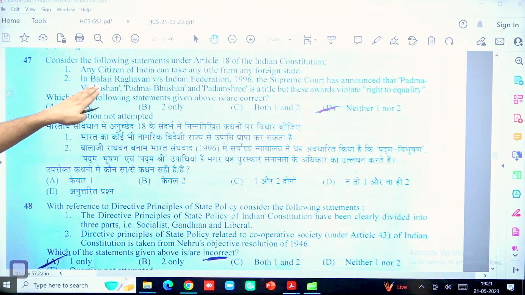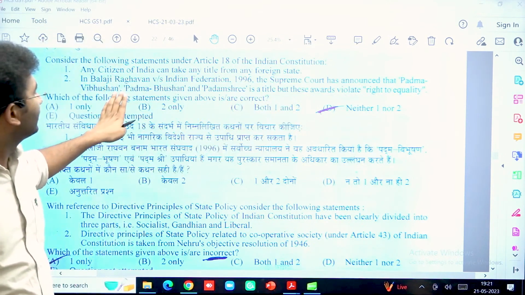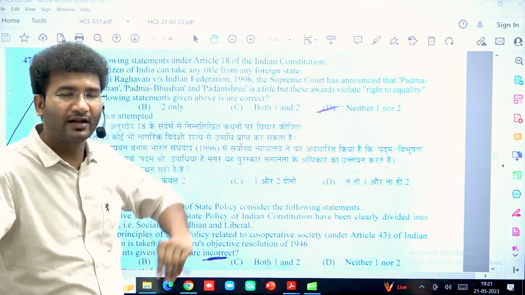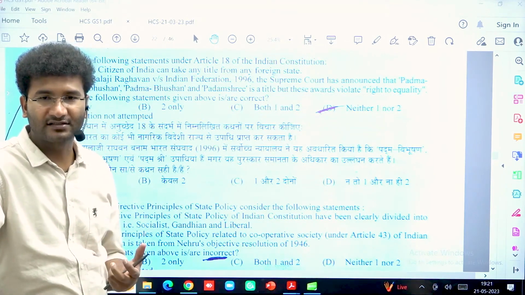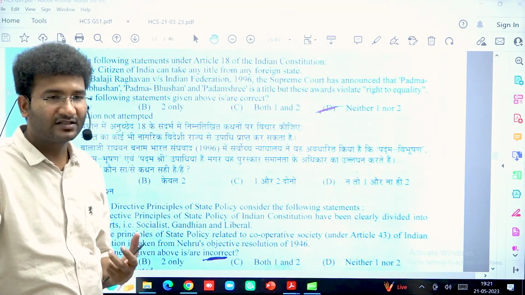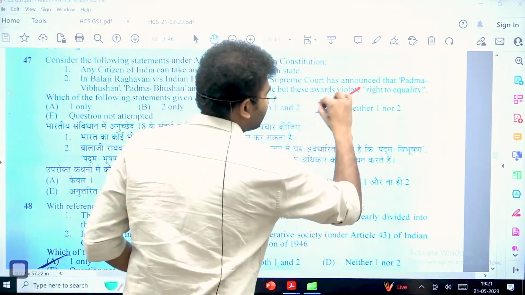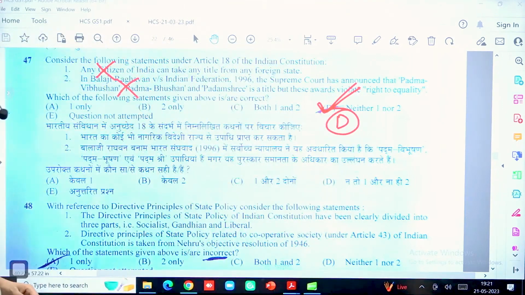Now, in Balaji Raghavan versus Union of India 1966, the Supreme Court has announced that Padma Vibhushan, Padma Bhushan and Padma Shri are not titles, and these awards do not violate the right to equality. See, Padma Bhushan, Padma Vibhushan, these are not titles. Okay? They are not considered to be titles. The answer here is D. That is, both the statements are wrong, right? Both statements are wrong.